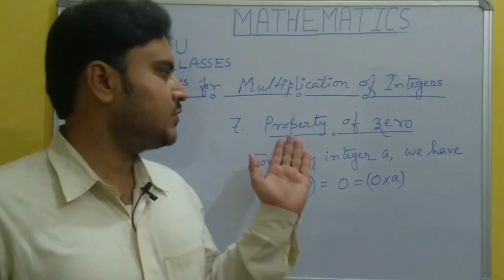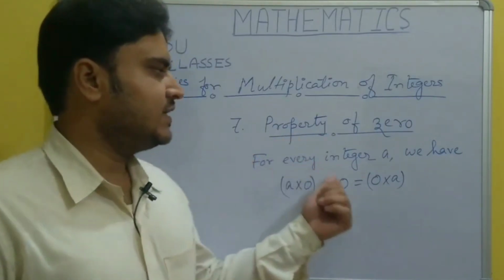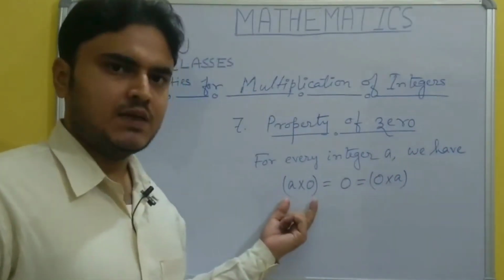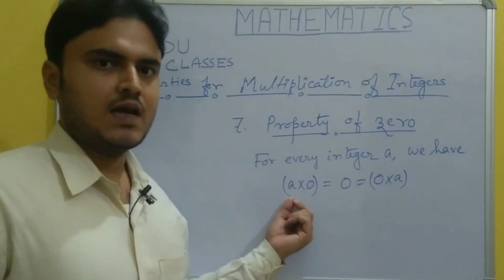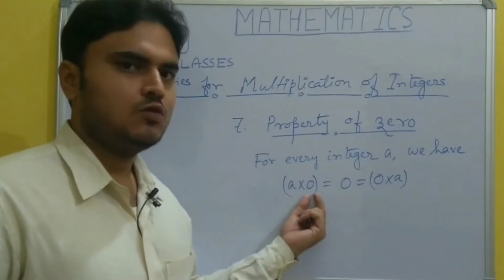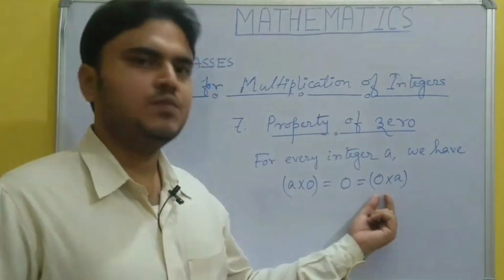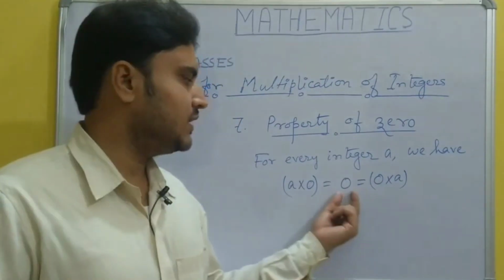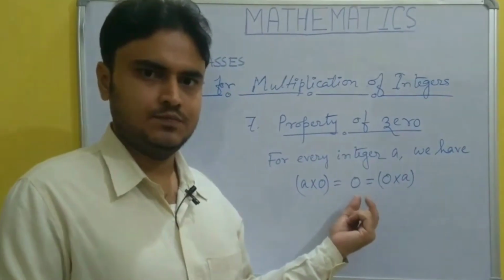So dear students, the next property is property of 0. For every integer a, we have a multiplied by 0. That means whenever we multiply an integer number with 0, we will get 0 as the result. Similarly, if we multiply 0 with an integer number, then also we will get 0 as the result.